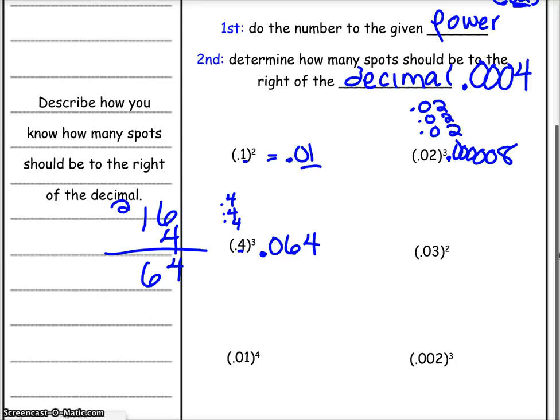Okay, 0.03 squared is 9. Now determine my decimal spots. So I'd have like a 0.03. I should have 1, 2, 3, and 4 spots to the right. I have 1 spot, I need 3 placeholder zeros. Or you could go 2 spots to the right times the 2 that I multiplied by. So you know you should have 4.